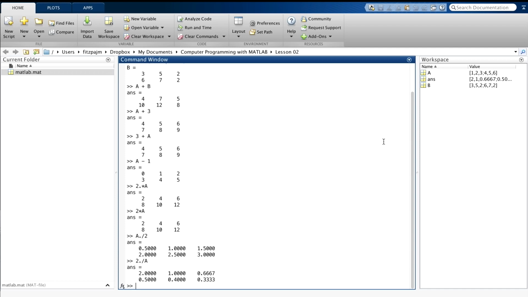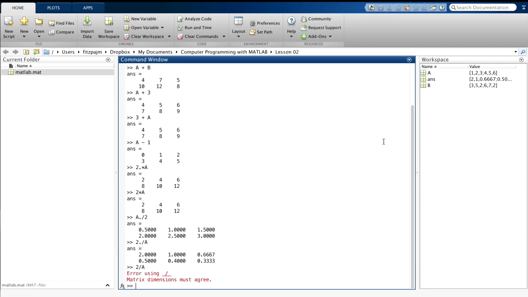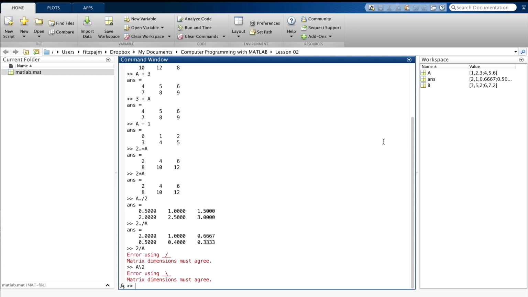The matrix versions of division with a scalar and a matrix don't work though. So 2, say, divided by A. MATLAB doesn't like that. And A under 2 also gives an error. Finally, the array version of exponentiation works as you might expect it to.